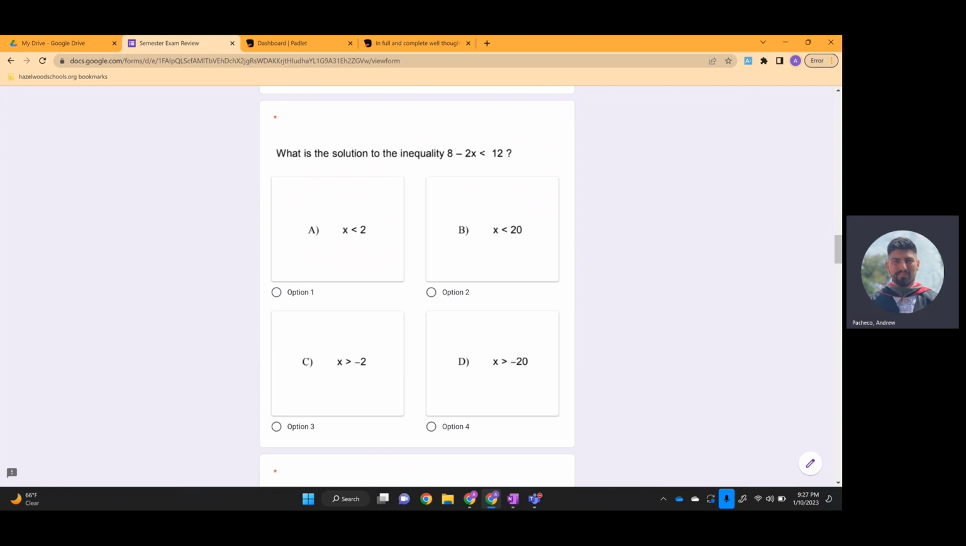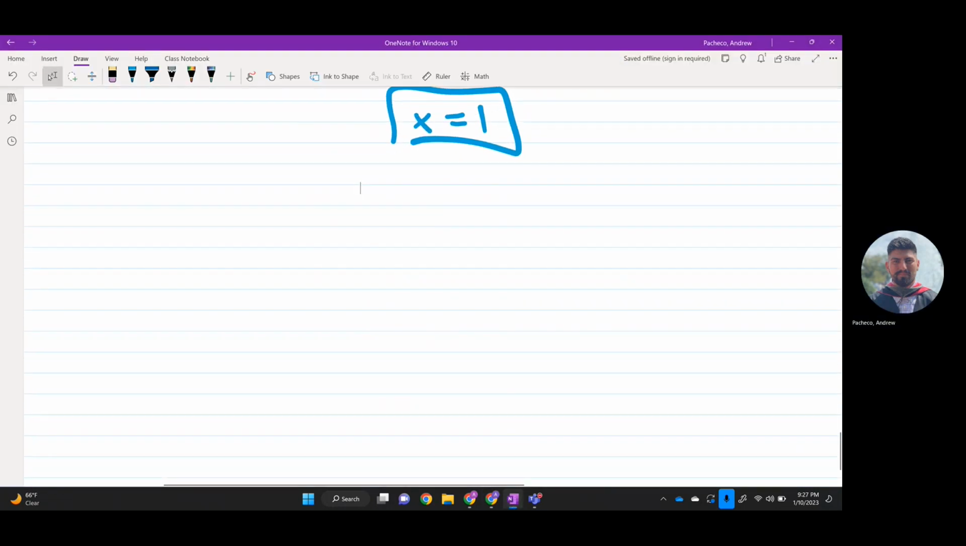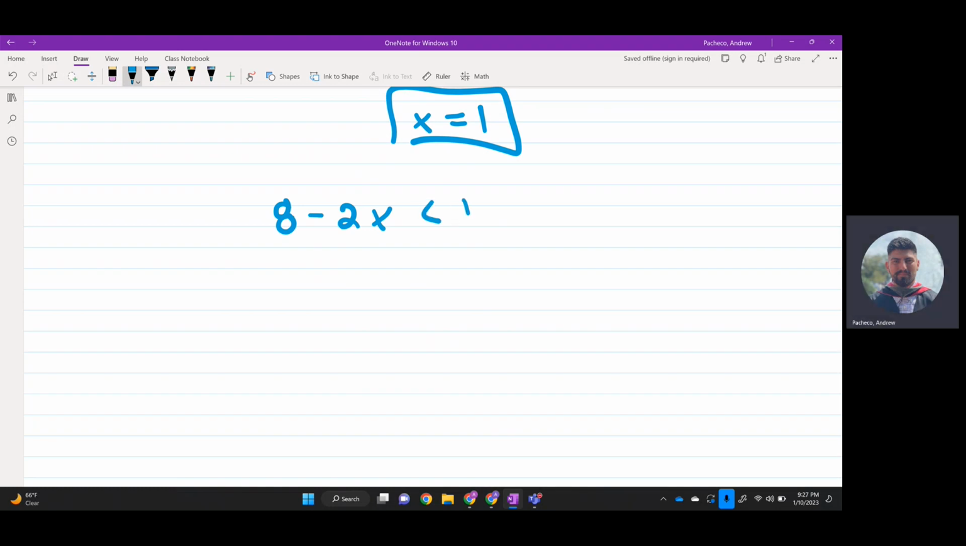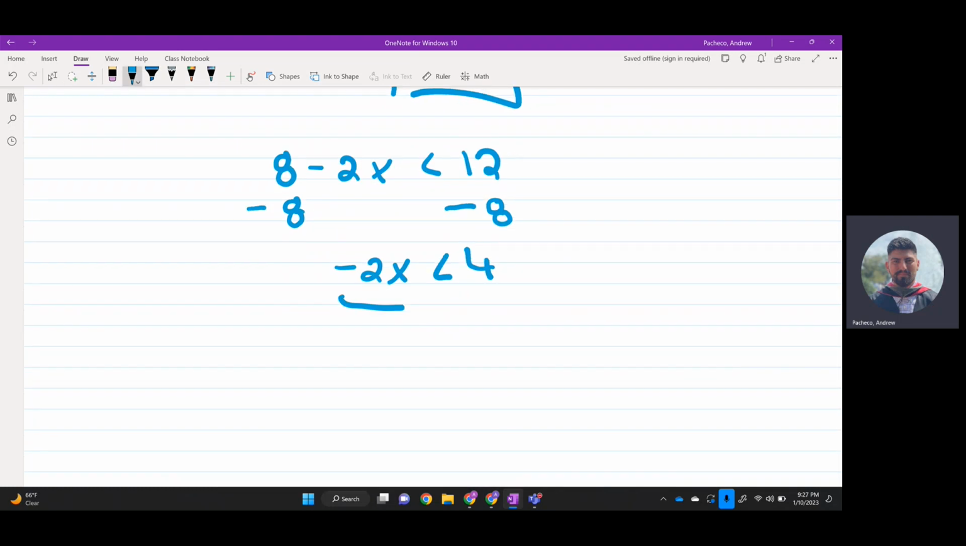The next question says, what is the solution to the inequality 8 minus 2x less than 12? 8 minus 2x less than 12. So to find the solutions to our inequality, all we have to do is get x by itself. We're going to subtract 8 from both sides. We get negative 2x less than positive 4. To get x by itself, I'm going to divide both sides by negative 2.